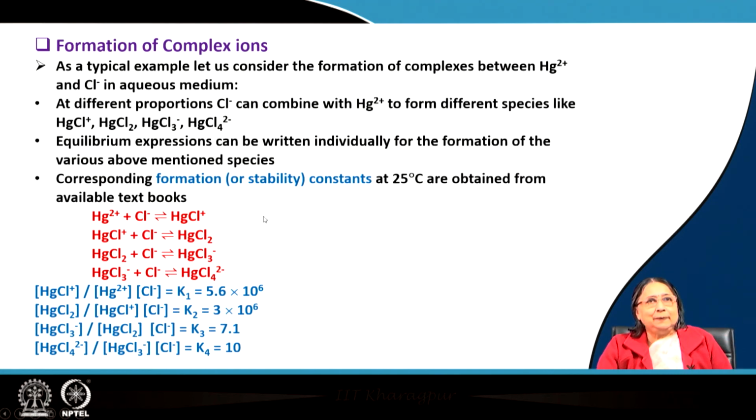Now, separately we can write the equilibrium expressions. For the first reaction we can write K1, which is nothing but HgCl plus concentration divided by Hg2 plus concentration times Cl minus concentration. Similarly, for all reactions we can write K1, K2, K3, K4, and these K values can be obtained from the literature.